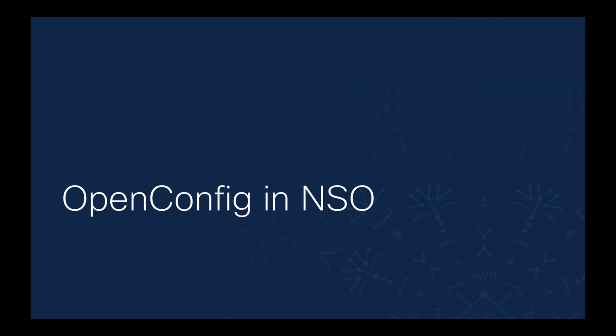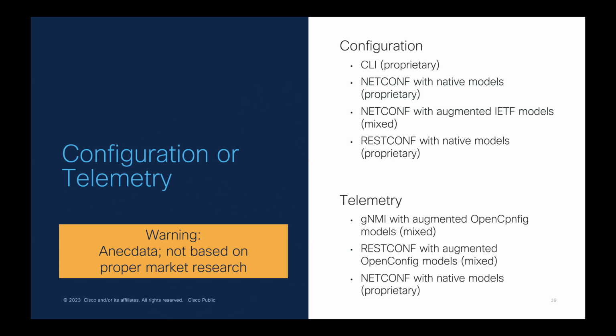For telemetry, gNMI with augmented deviated OpenConfig seems to be the most popular option, followed by OpenConfig over RESTCONF, and after that NETCONF with native models. The latter using YANG-Patch, YANG-Push.